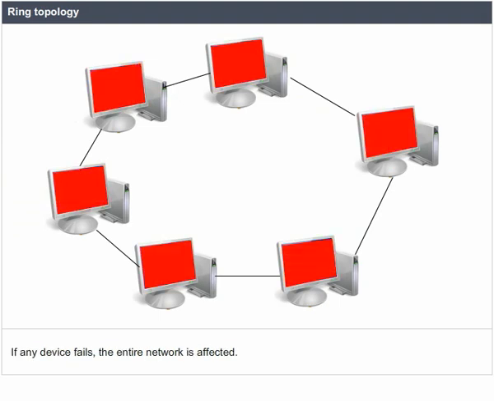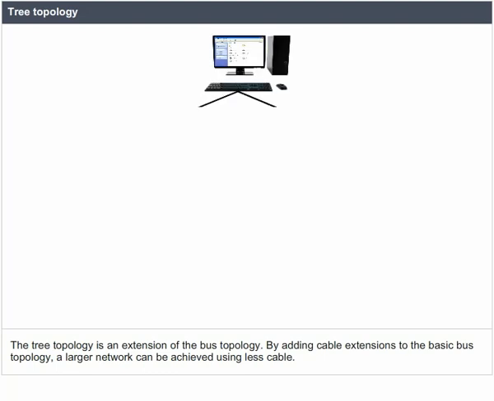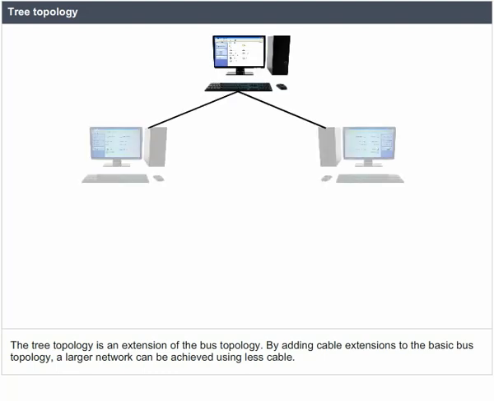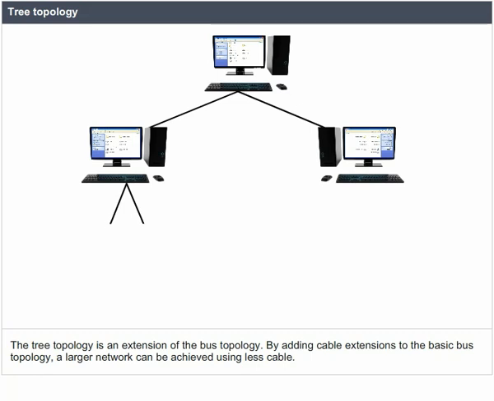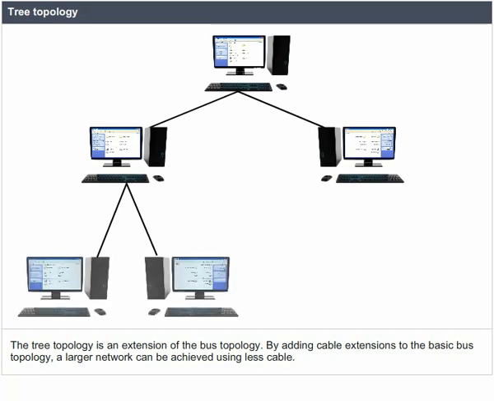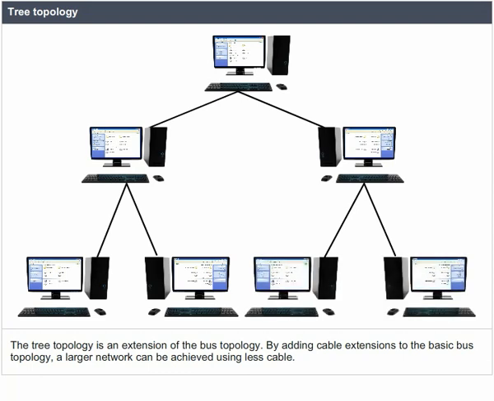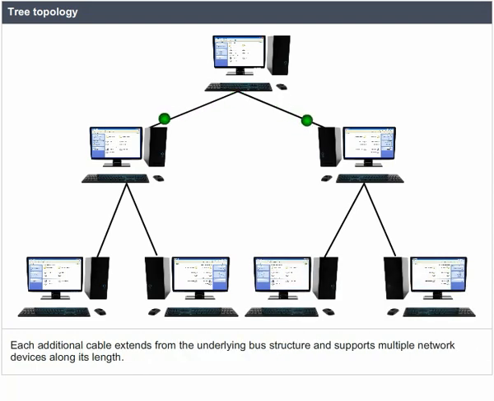Tree topology. The tree topology is an extension of the bus topology. By adding cable extensions to the basic bus topology, a larger network can be achieved using less cable. Each additional cable extends from the underlying bus structure and supports multiple network devices along its length.